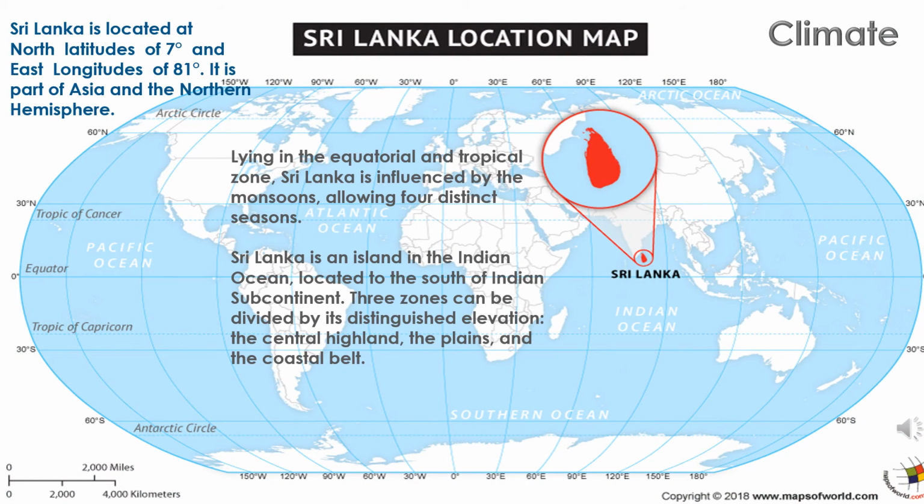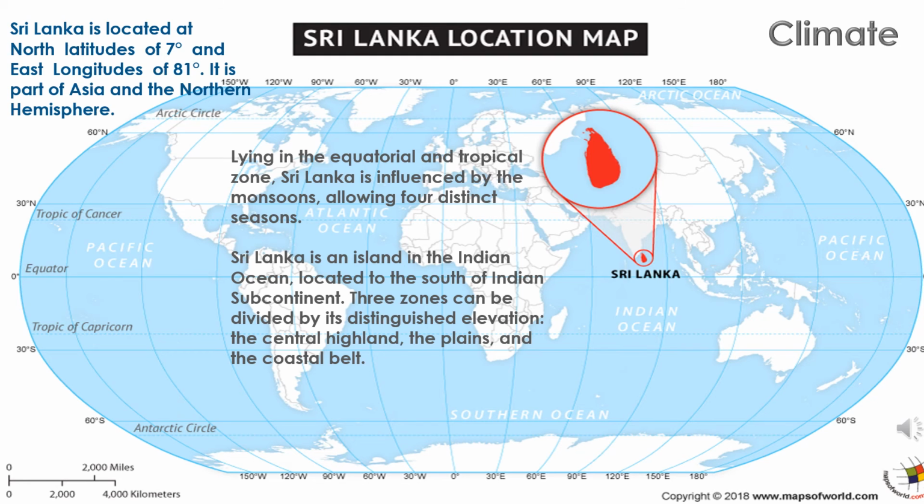Now we'll talk about the climate. Sri Lanka is located at north latitudes of 7 degrees and east longitudes of 81 degrees. It is part of Asia and the northern hemisphere.